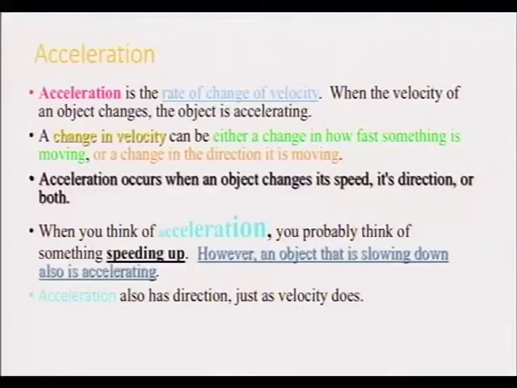When you think of acceleration, you probably think of something speeding up. We are saying the car is accelerating, it's moving very fast. But in physical science, accelerating could be a slowdown also. An object that is slowing down is also accelerating, only it is a negative acceleration, not a positive one. Acceleration also has direction, just as velocity does. So both velocity and acceleration are vector quantities in that they have both magnitude and direction.